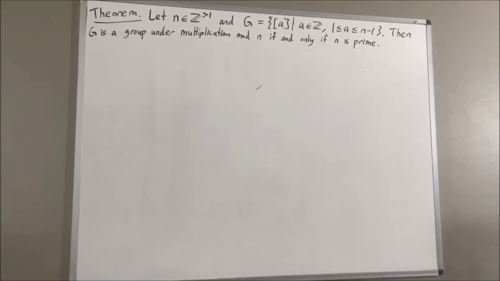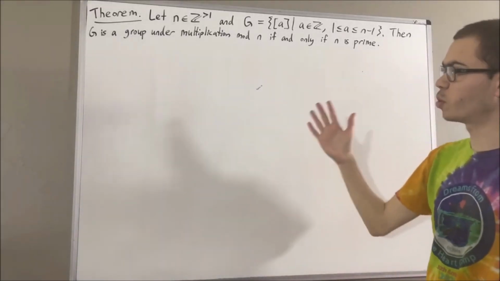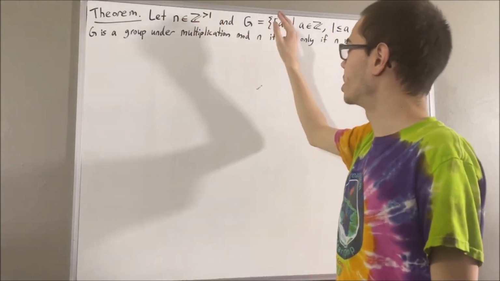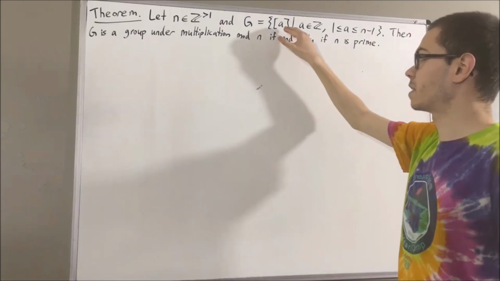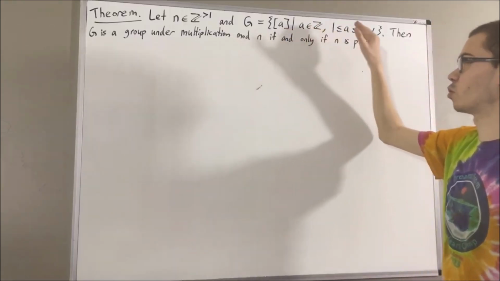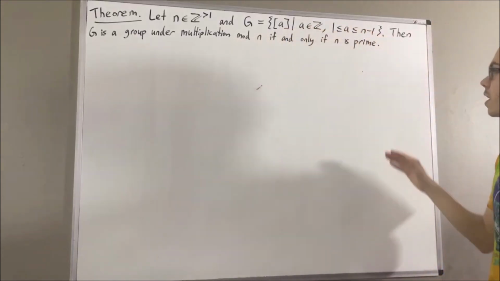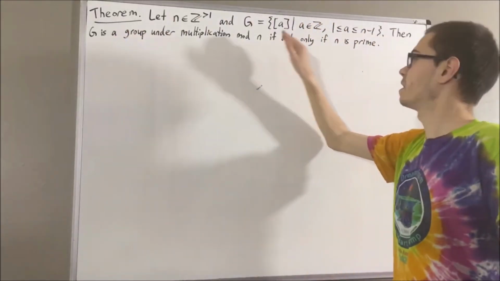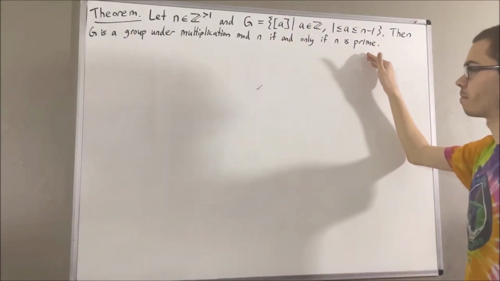Hello! In this video, we're going to prove the following theorem. Let n be an integer greater than 1, and let G be the set of equivalence classes of A, where A is an integer between 1 and n-1. Then G is a group under multiplication modulo n, if and only if n is prime.